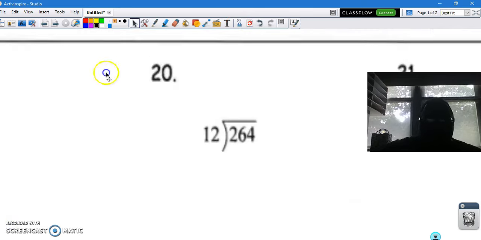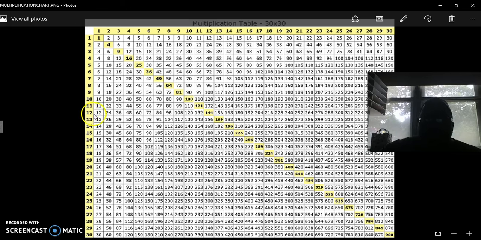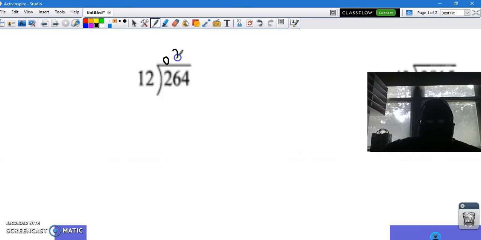Throw that out. What is this one? Here we go. 12 goes into 2. Not going to work, is it? 12 will go into 26. Not sure? You can look at your chart. 12. 36 is too big, so I'm going to have to use a 24, which tells us what? 2 times. Okay. Multiply. 2 times 12, we just saw was 24. Subtract. 6 minus 4 is 2.